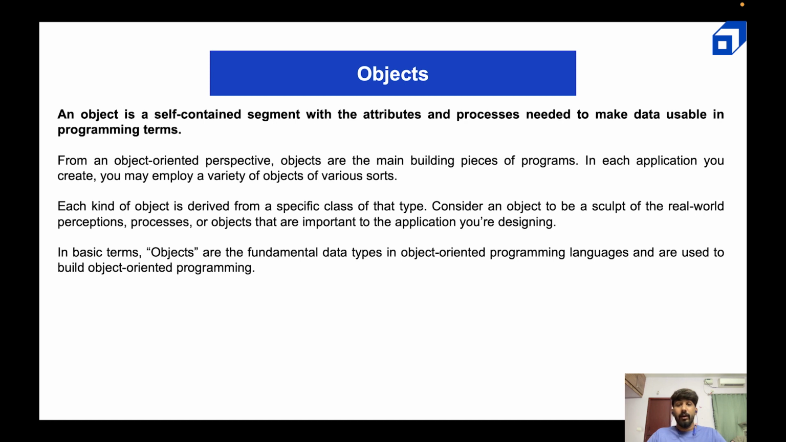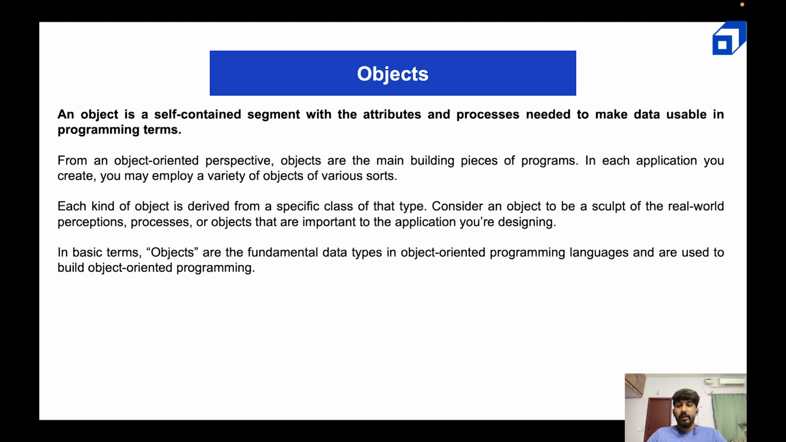So an object is a self-contained segment with the attributes and processes needed to make data usable in programming terms. From an object-oriented perspective, objects are the main building pieces of programs. In each application you create, you may employ a variety of objects of various sorts.